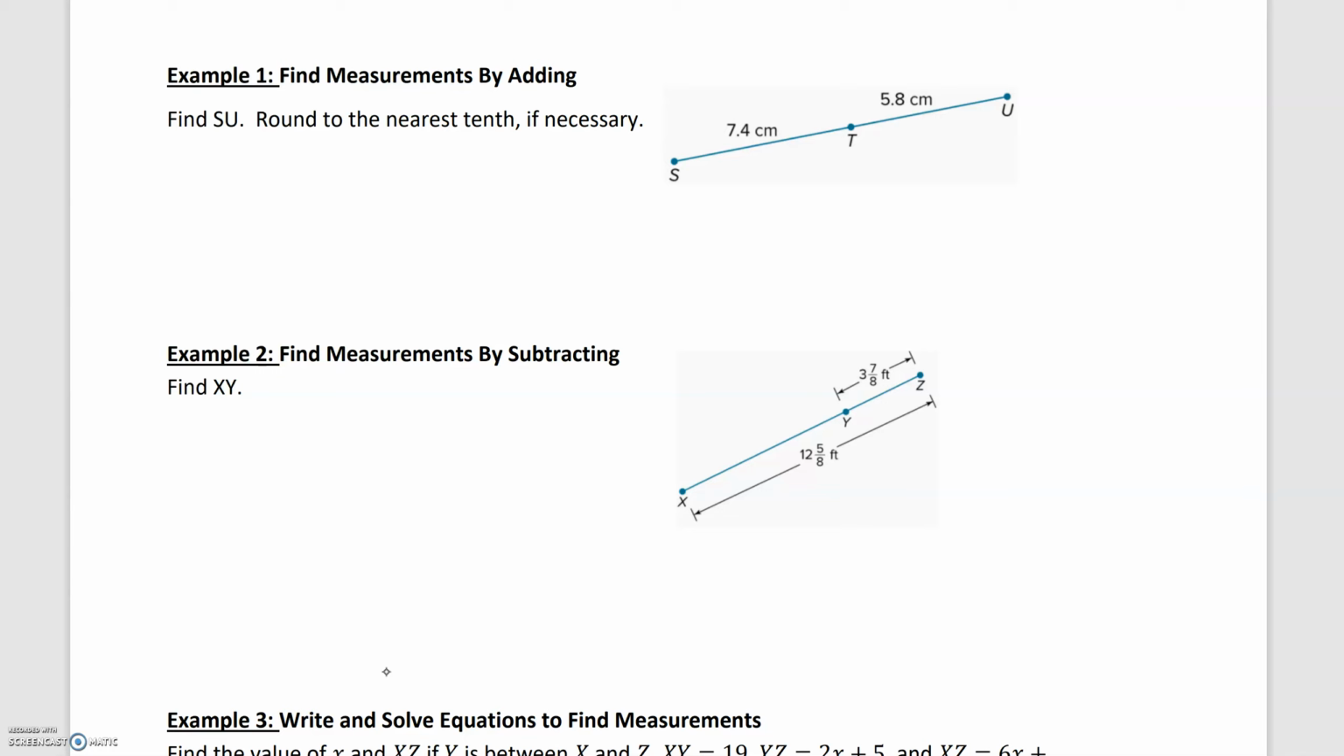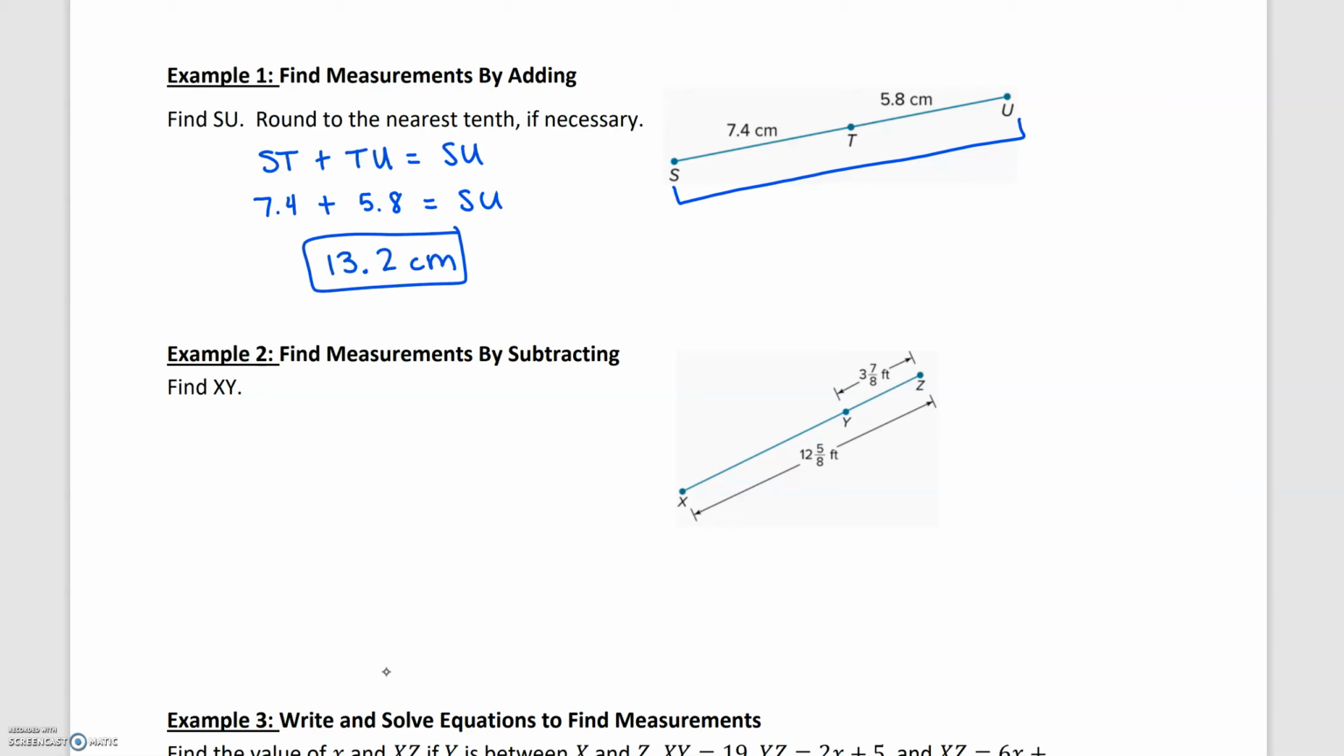For example 1, we are looking for the length of SU, and in order to find the length of SU, we need to add the left segment, ST, plus the right side segment, TU, and that will equal SU. This is called segment addition postulate, which we'll learn more about later on. But we're just basically adding segments, and a lot of you probably saw, well, of course, we're just going to add them together, and that will give us the total. And so if we add them together, we get 13.2 centimeters for SU.